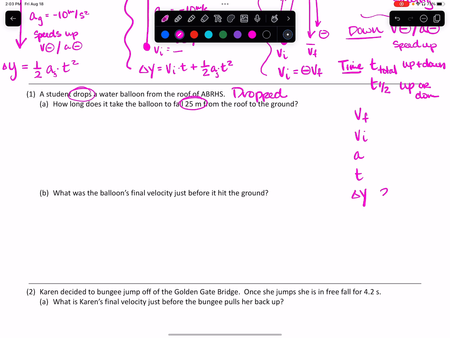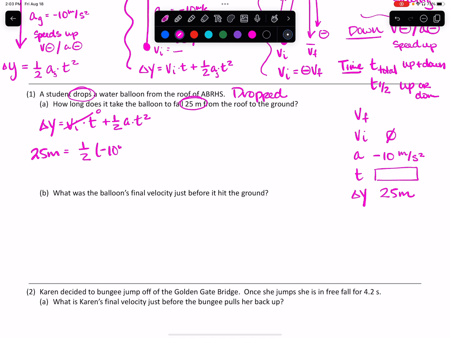All right, what do we know? We know the change in position is 25 meters. If this is a drop problem, then my initial velocity is 0, and my acceleration due to gravity is negative 10 meters per second squared. So I actually know some information. The first part wants me to find the time. The change in position is V initial times time plus 1/2 a t squared. Because V initial is 0, this is going to go away. So we'll have 25 meters is equal to 1/2 times negative 10 meters per second squared times t squared.